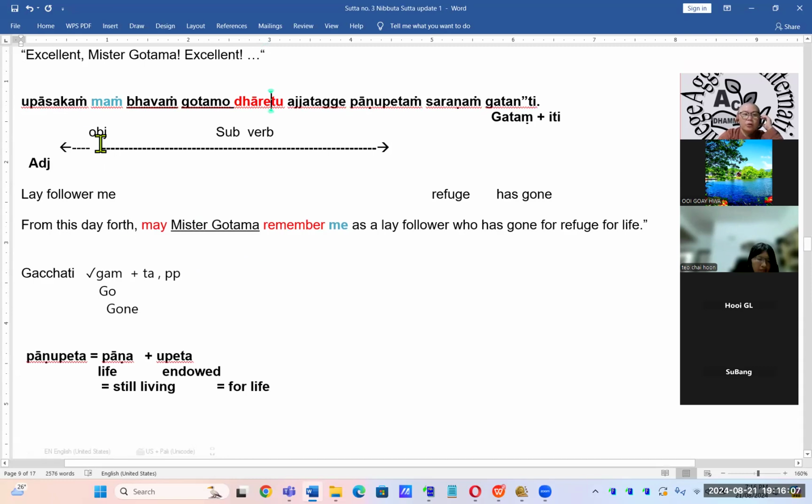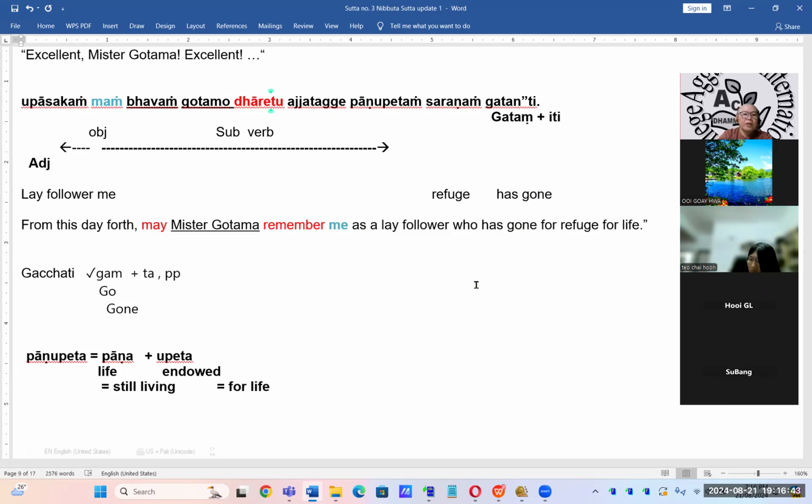Okay. So remember me, upasakam, as a follower, Bhavam Gotamo dharetu, may he remember. Ajjatagge, okay. Wait, later. Pana upetam. Pana is life. While we are still having this life, from sabbe sata, sabbe pana, having this life, while we are still living. So saranam, we go to the refuge, has gone. Okay. It means that by this statement, he takes refuge in the Buddha.